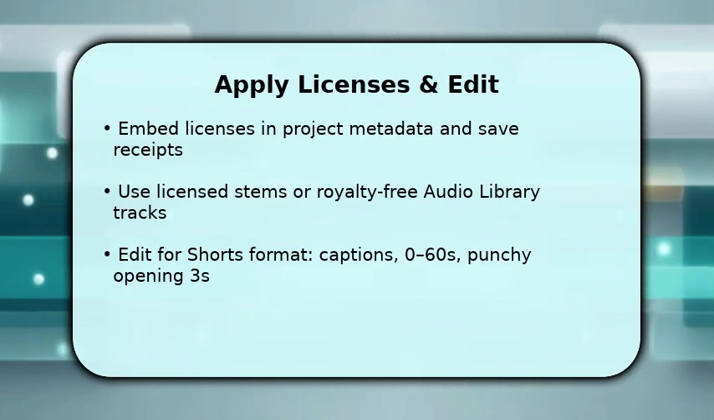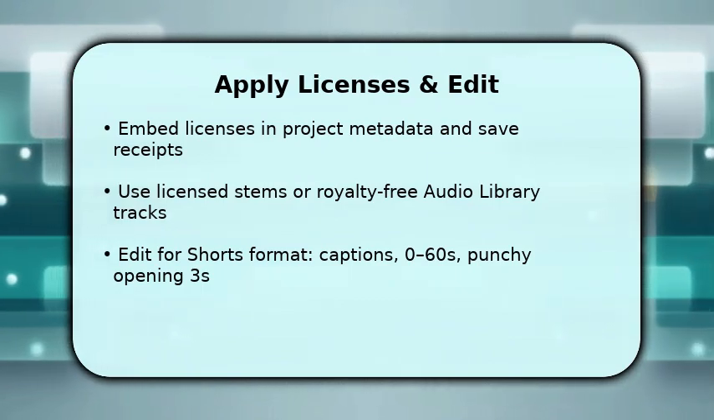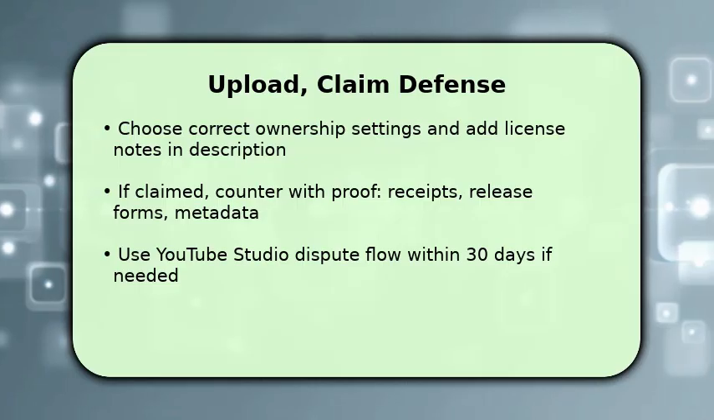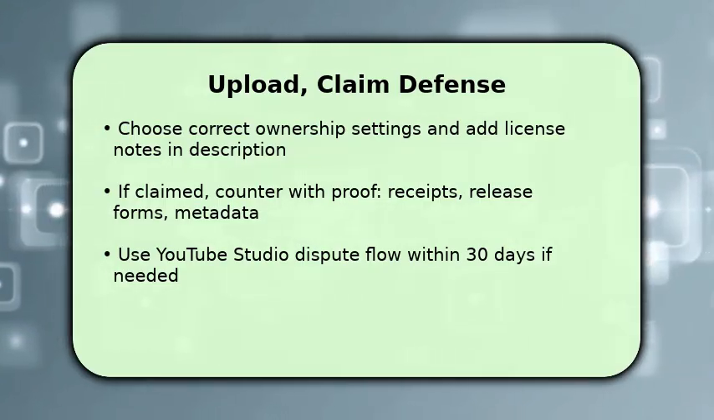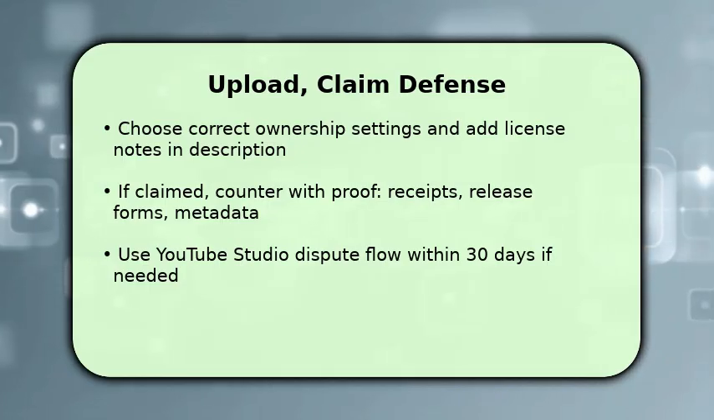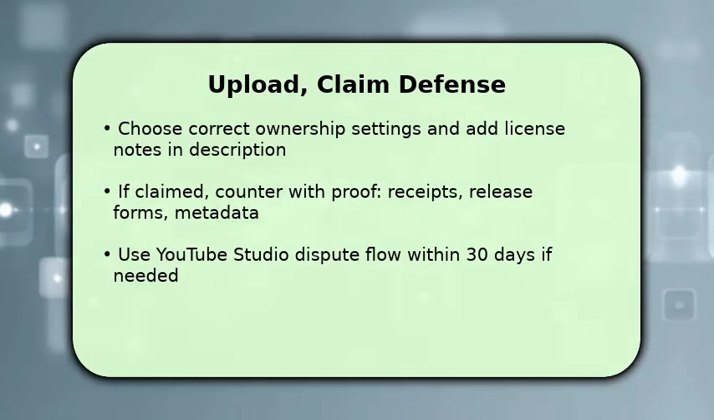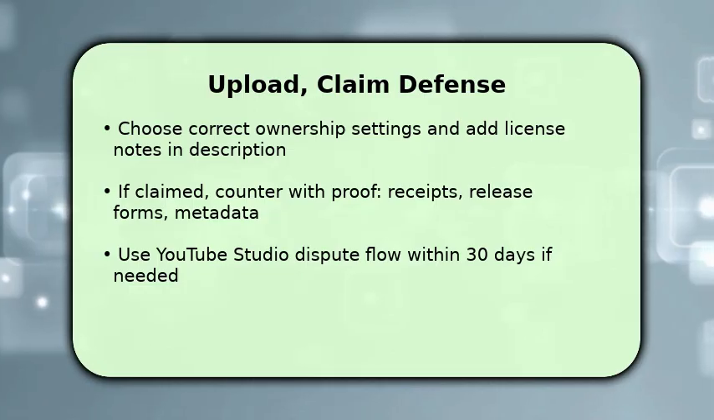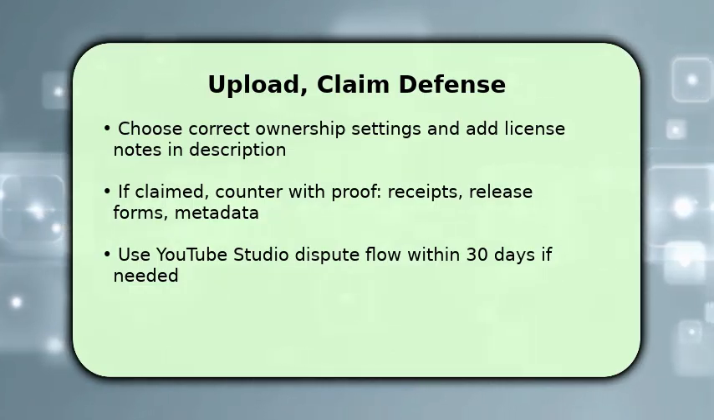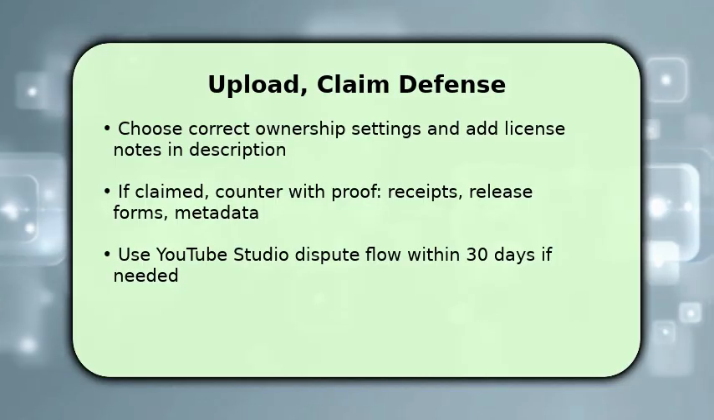Finally, upload and document. Paste a short license summary and contact info in the description, select proper rights ownership, and enable captions. If a Content ID claim appears, act fast. Gather your purchase receipts, signed releases, and file metadata showing original creation dates. Then submit a dispute via YouTube Studio with that evidence.